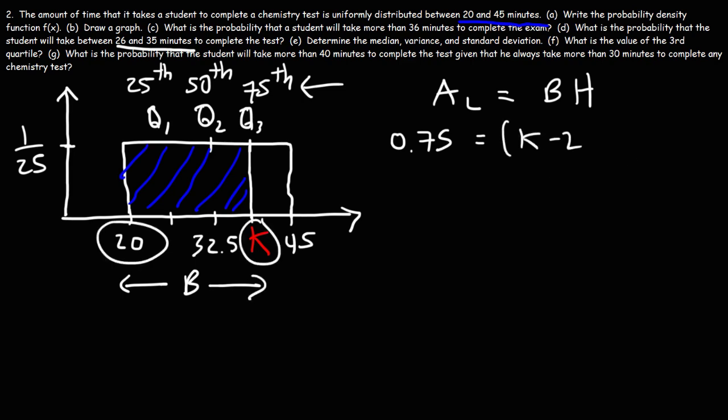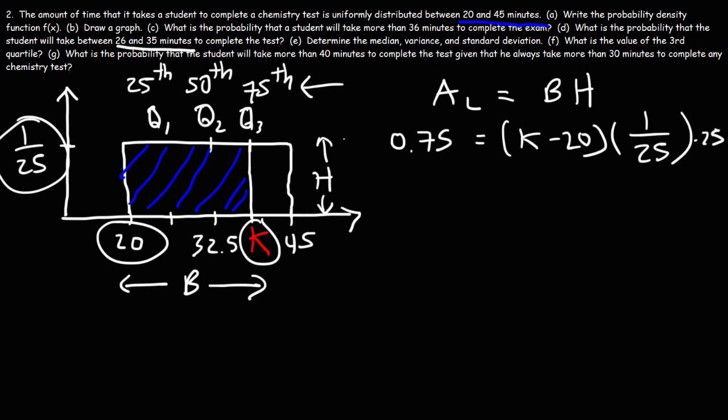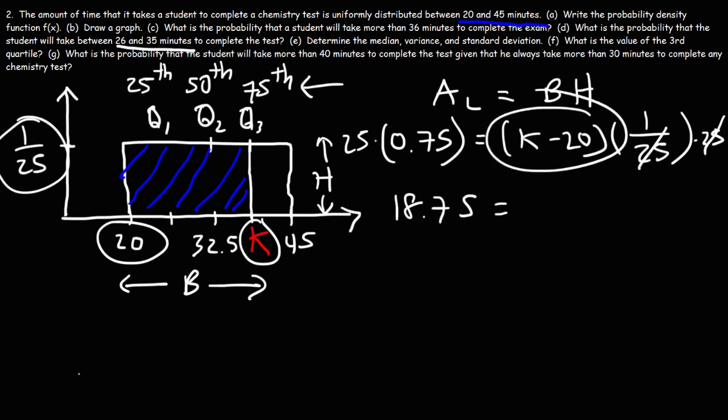So we're going to say K minus 20. And as we know, the height is f of x, the probability density function, which is 1 over 25. So now we need to do some algebra. Let's begin by getting rid of this fraction by multiplying both sides by 25. So these will cancel. So 25 times 0.75 is 18.75. And so we're left with this on the right side, which is K minus 20.